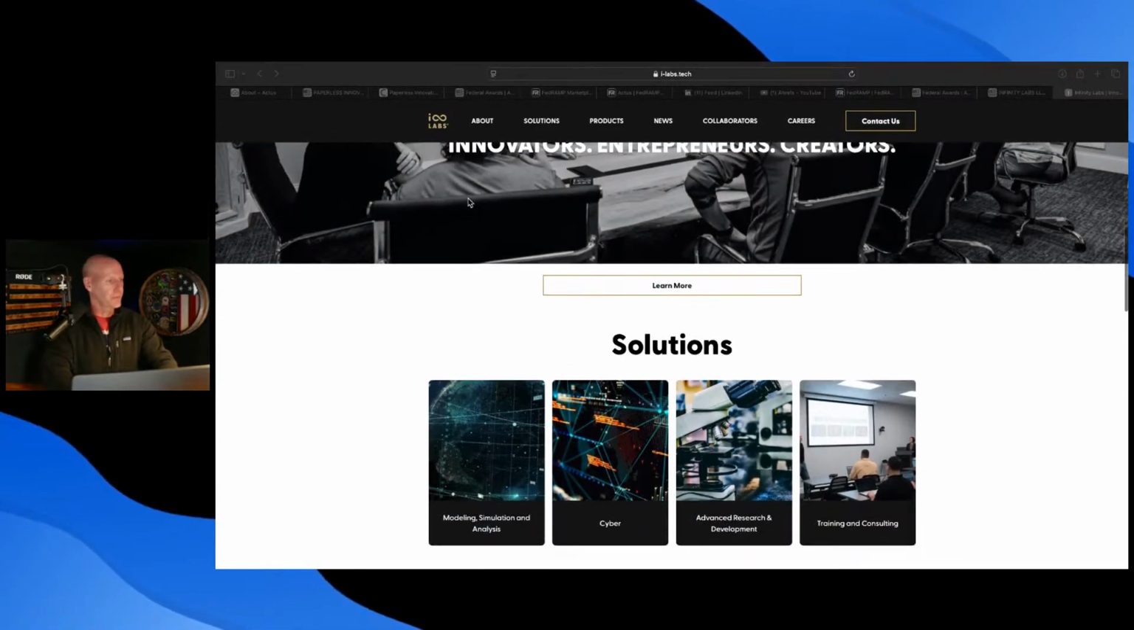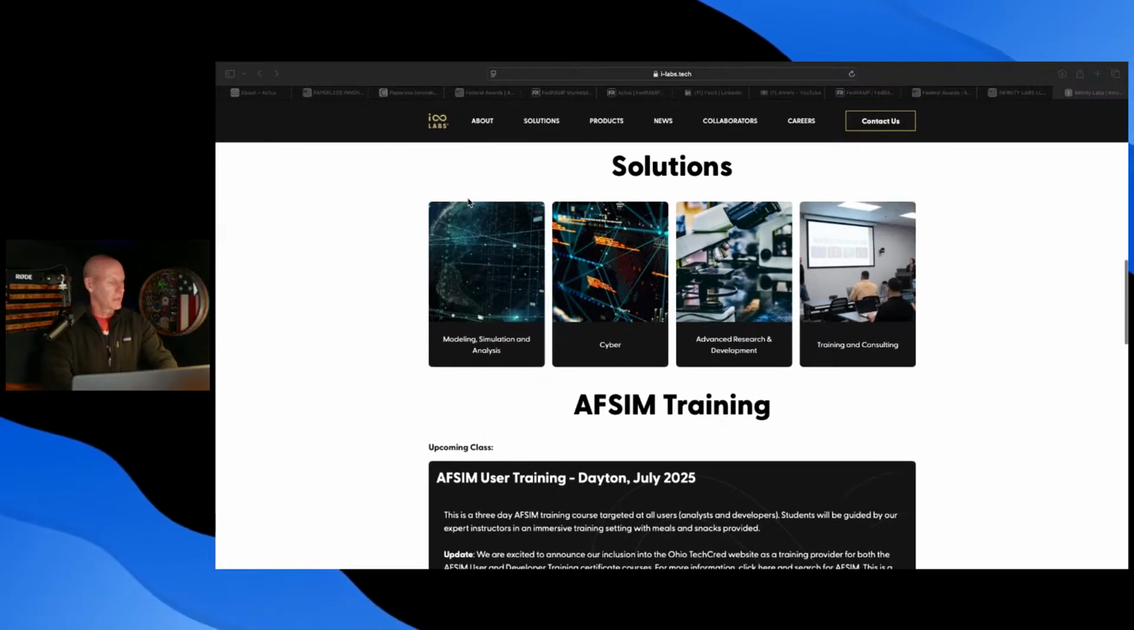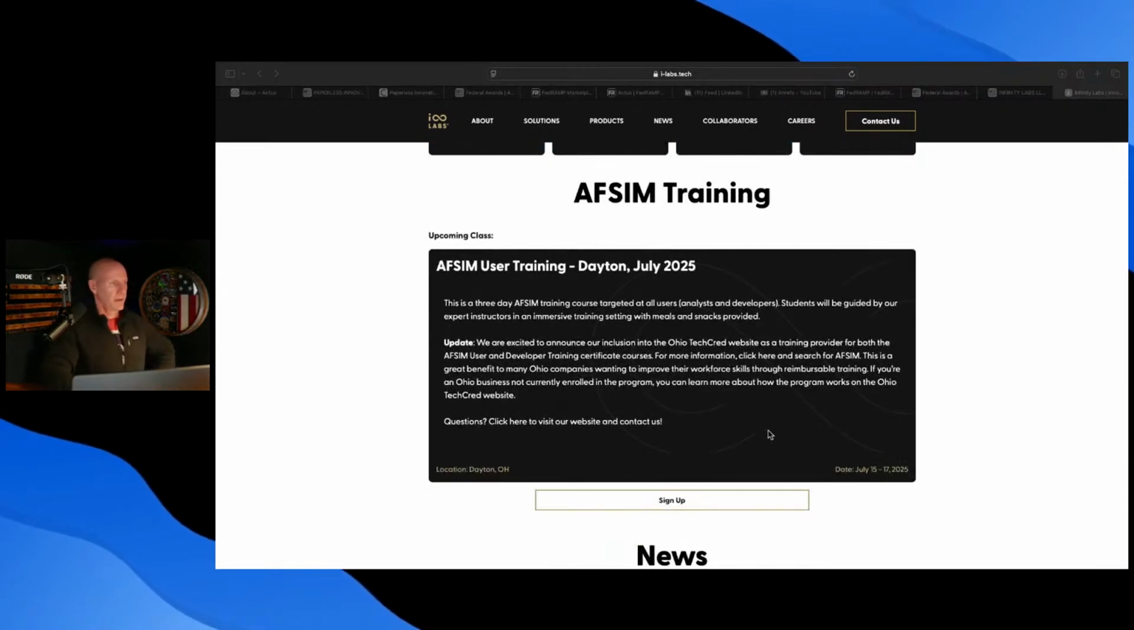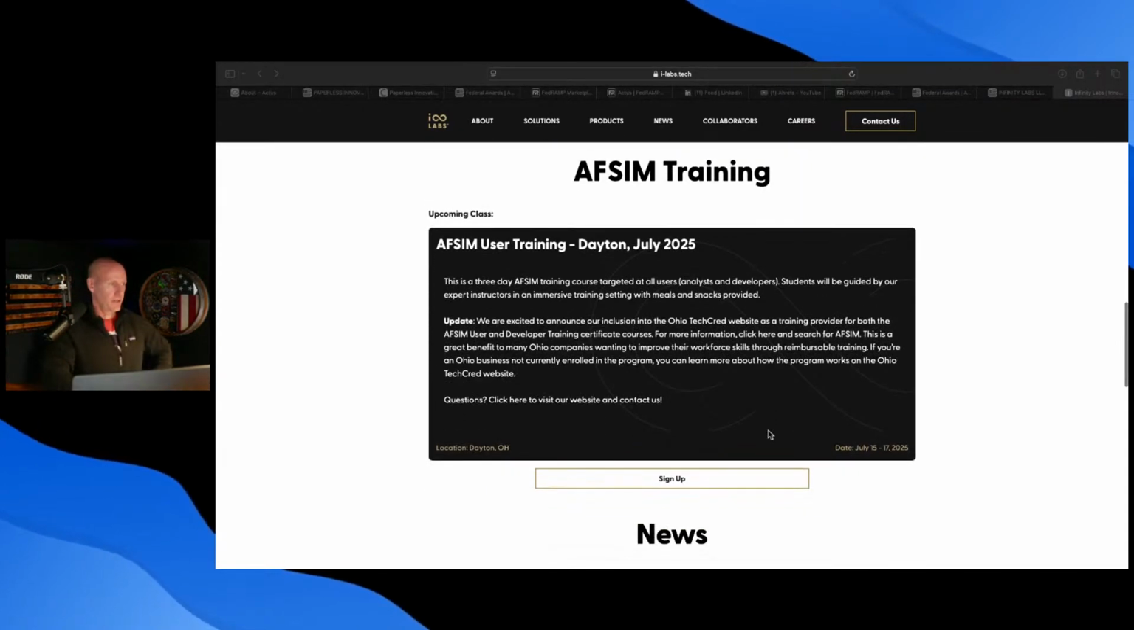So what do these guys do? Let's see. So, I mean, immediately when I look at this, I think tech. Now I can see AFSIM training, but so they got modeling and simulation analysis, cyber, advanced research, training and consulting. So there's kind of 4 buckets there. Of course, I prefer really, really specific. This is what we do. This is what we specialize in. Let's see here. So they have a 3-day training course.